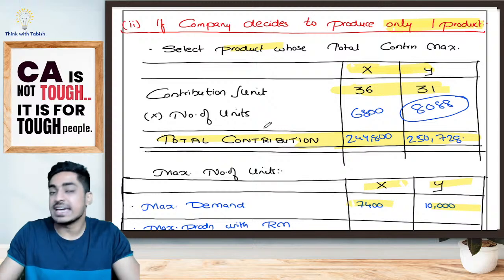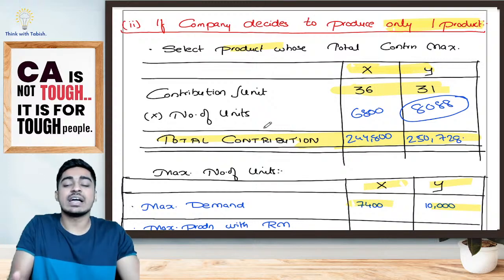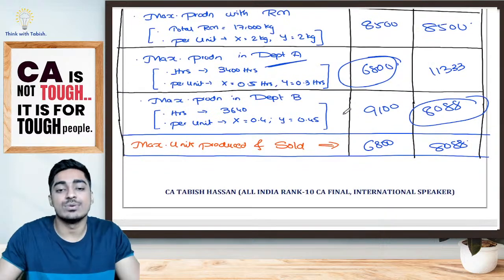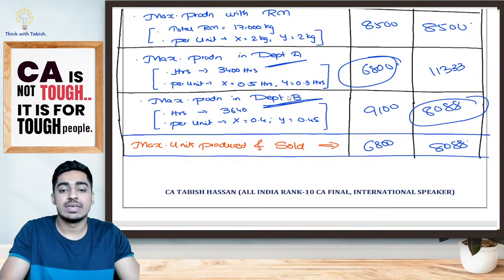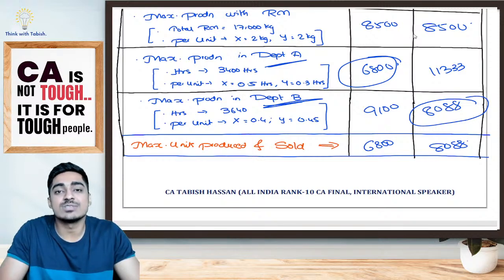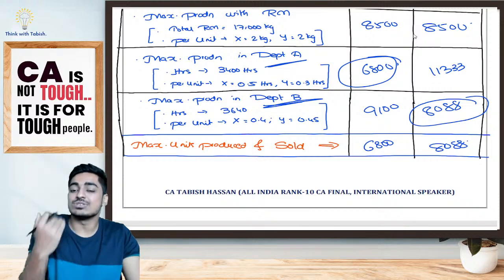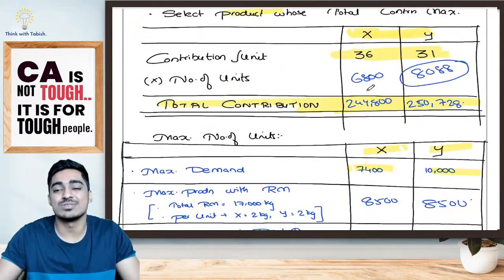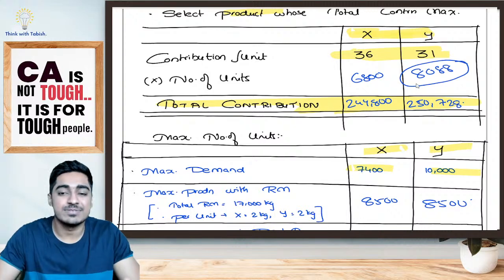The institute in its answer has rounded it up. Rounding up is not possible because if we round up to 8,089, we cannot produce it in department B. 8,089 units into 0.45 will be 3,640.05 hours, but available is only 3,640 hours. So logically, we should always round down. Okay, but it is only 0.05, so even if you round up, it does not make much of a difference.